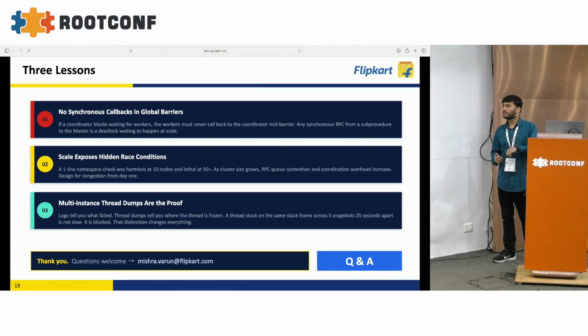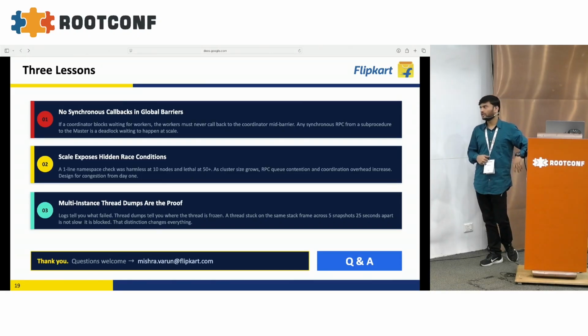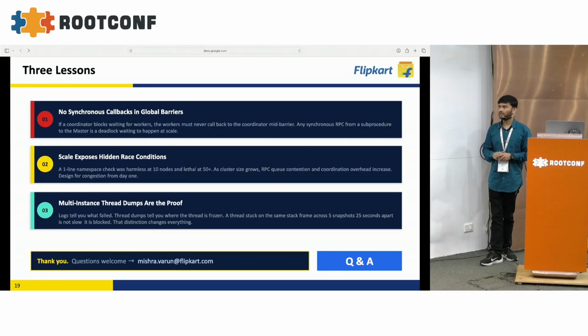Third, multi-instance thread dumps are the proof, not a single thread dump. If you take a thread dump at one time, it will always tell you that your thread is waiting on something, but did it wait for a long time, or just for that specific duration when you took the thread dump? So to prove your deadlocks and your slowness, you have to take multiple instances of thread dumps. That's where it will prove that your threads are waiting on the same thing, even across multiple instances.